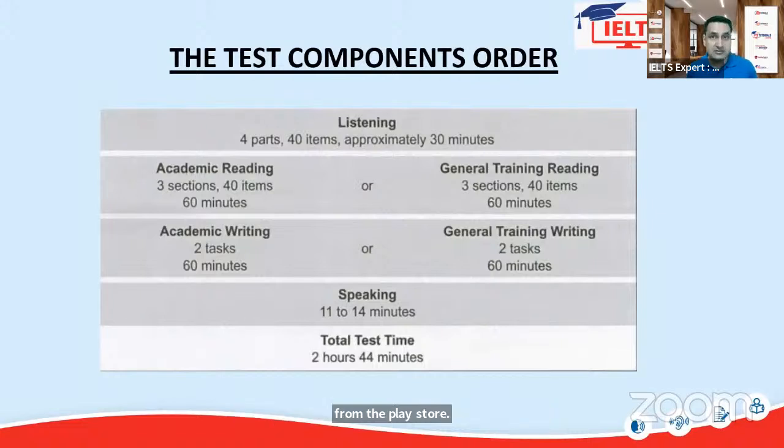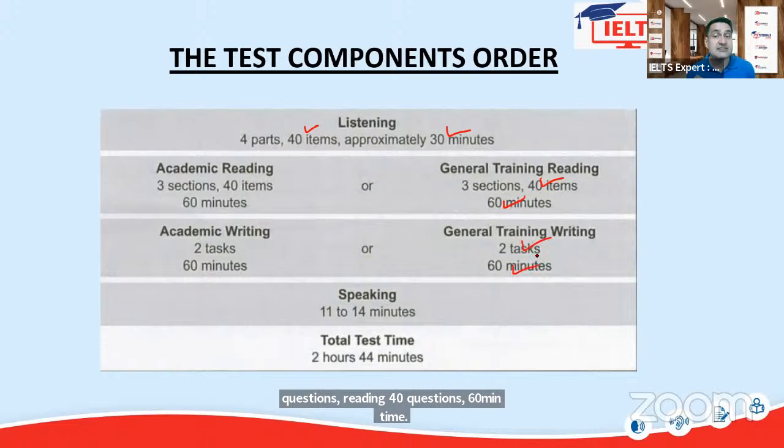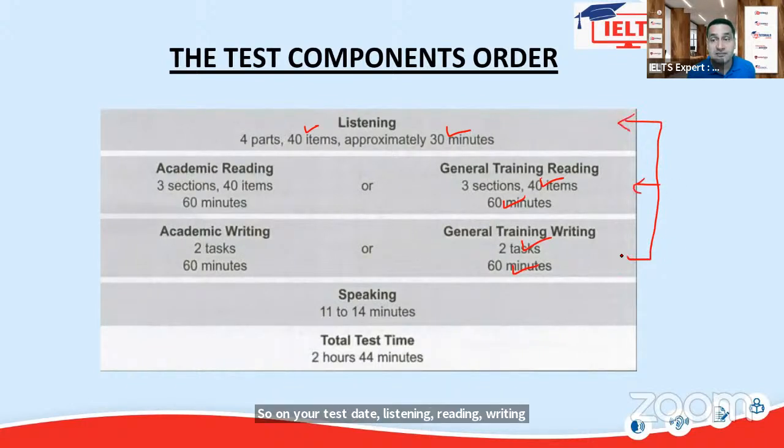So now we are literally going to start with our session. IELTS has 4 components: listening, reading, writing, and speaking. The duration of your listening test is approximately 30 minutes, with 40 questions. Reading has 40 questions and 60 minutes. Then you have the writing section, 2 tasks and 60 minutes. On your test day, listening, reading, and writing are together in one go, in one session.